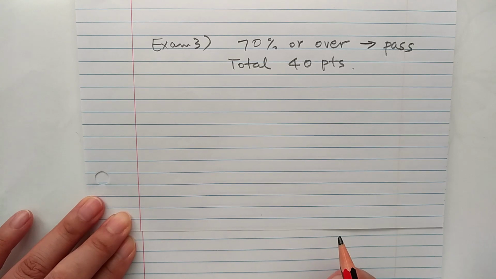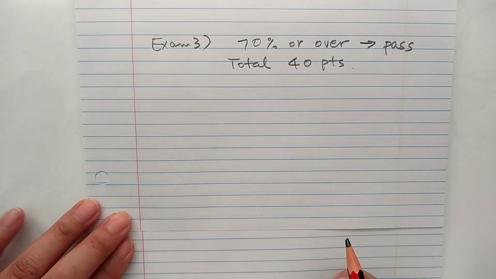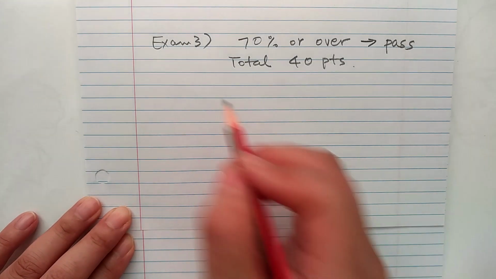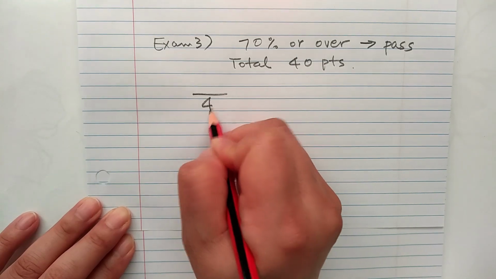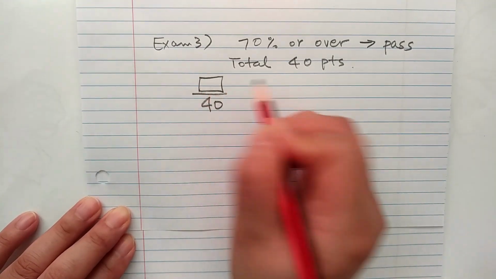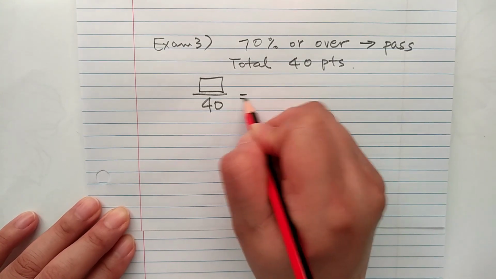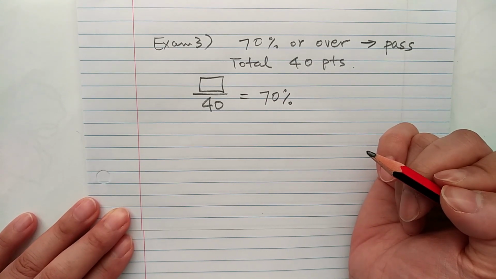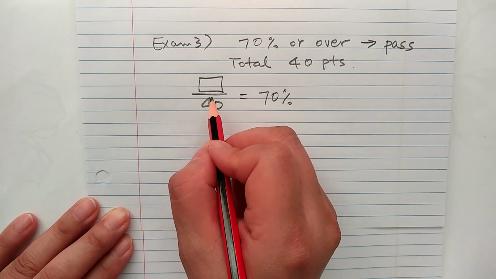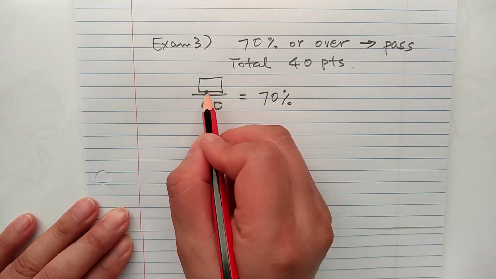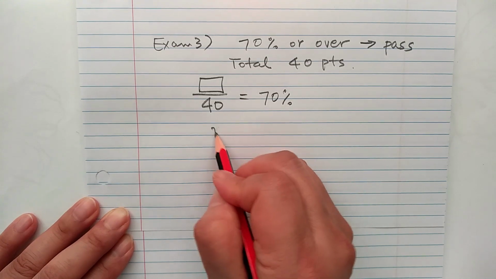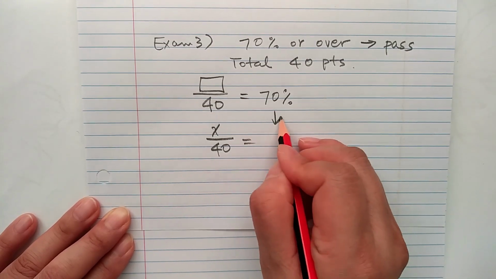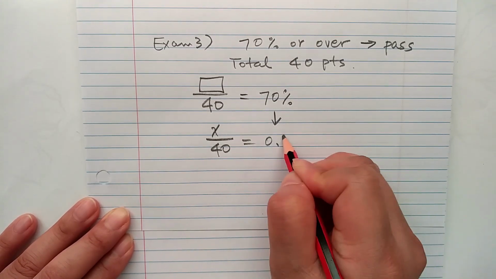You're taking another exam. This time it is pass or fail exam. If you receive 70% or more, then you pass the exam. The total is 40 points. So put that on the bottom. And you receive some points that is 70% or more, then you will pass it. Let's find out what is the least score that you need to receive. Let's set this blank as an X over 40. Change that to a decimal, which is 0.7.